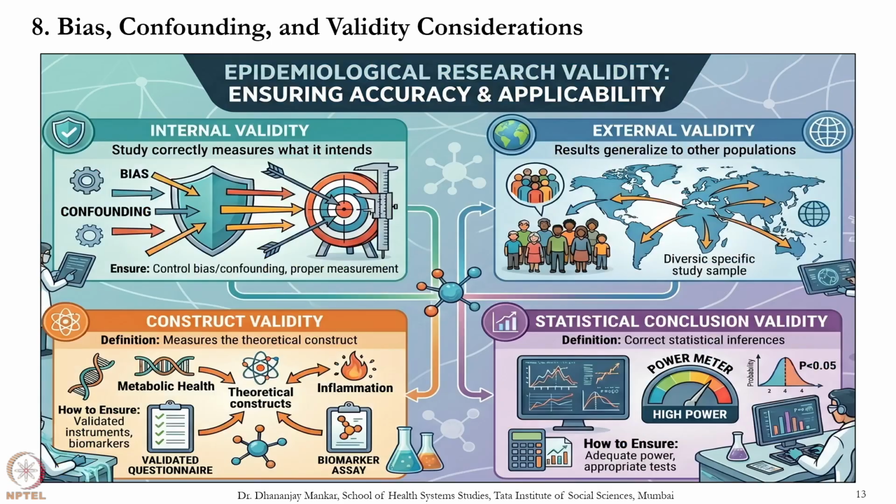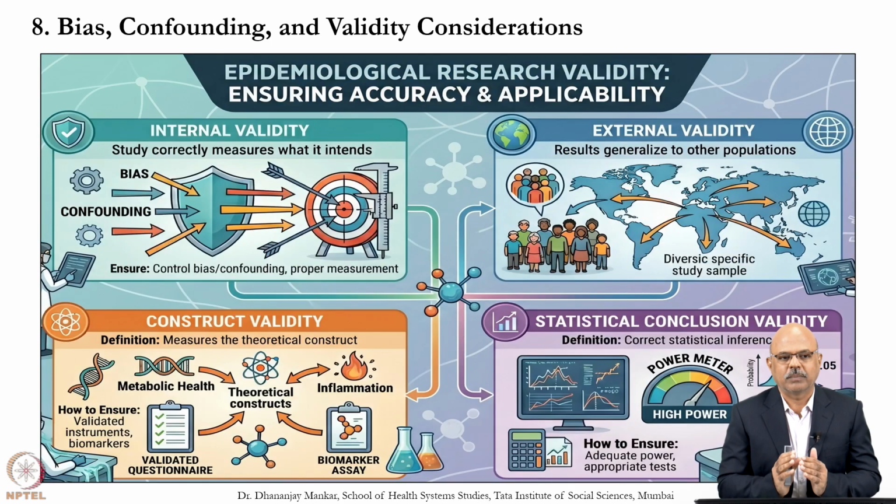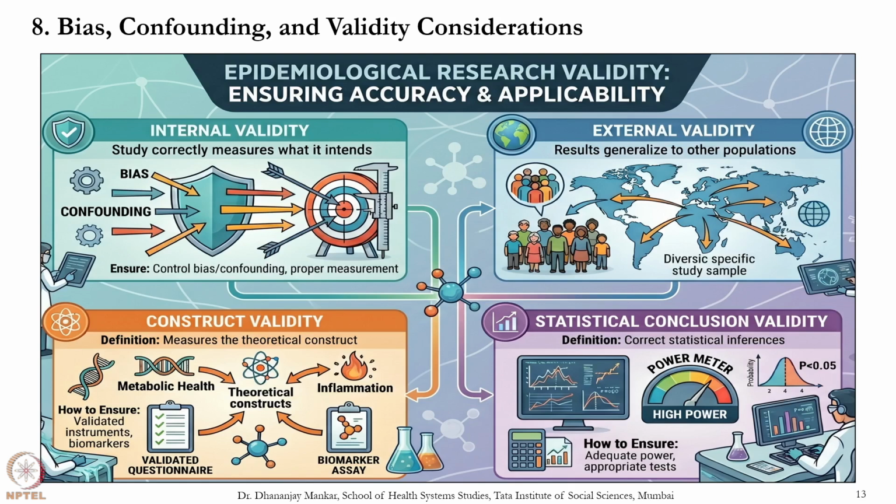Epidemiological research validity: ensuring accuracy and applicability. You may have internal validity, where the study correctly measures what it intends to, or external validity, where results generalize to other populations. Or you can have construct validity, which measures the theoretical construct, and statistical conclusion validity, which ensures correct statistical inferences and that appropriate tests are used. So you should have epidemiological research validity, ensuring the accuracy and applicability part, which is no doubt very important.